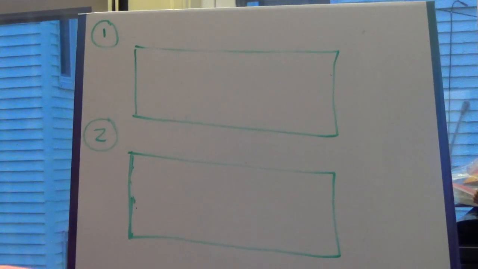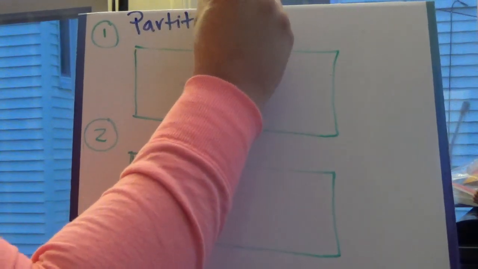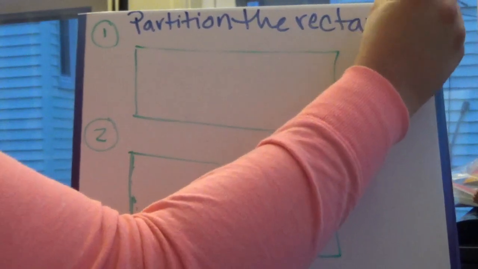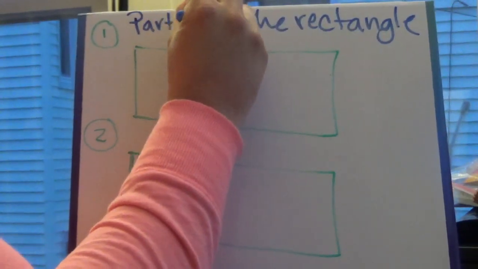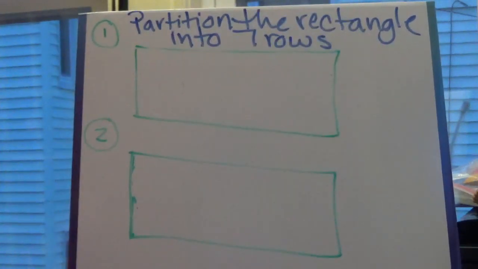So for this very first problem, I need us to partition the rectangle into 7 rows. So in our problem solving task, we partitioned the rectangle into 5 rows. And for this activity, we're partitioning into 7 rows. Now this is one that we're going to be doing together.